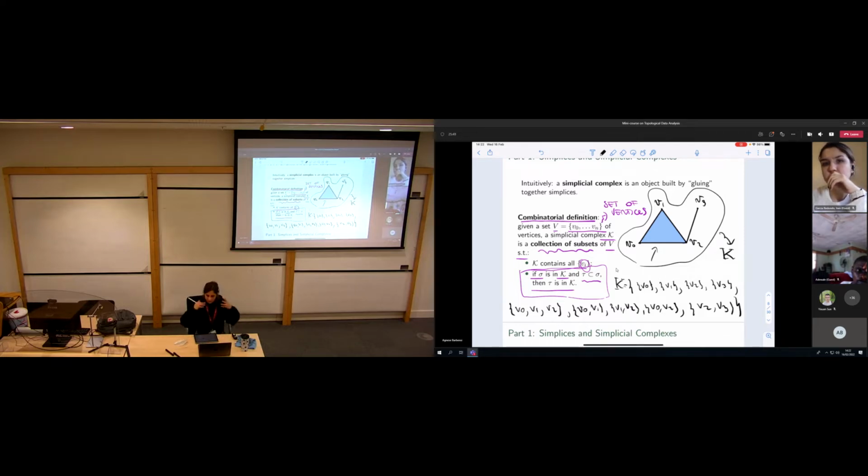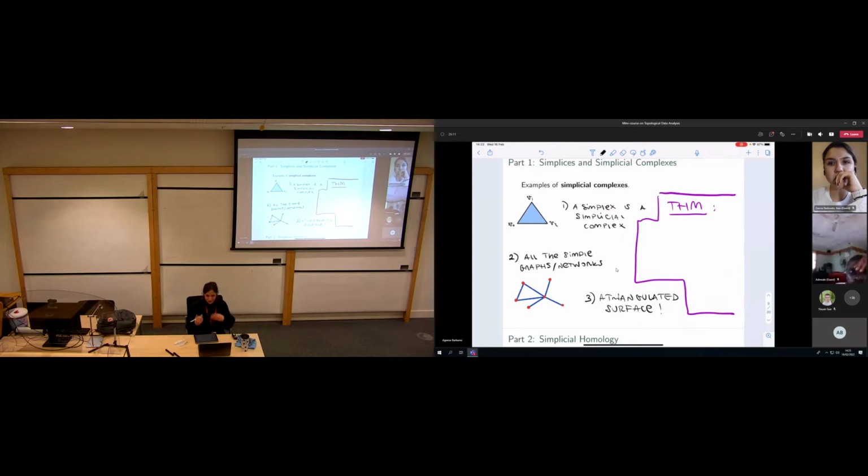Okay? So a simplicial complex is geometrically something that looks like this, and combinatorially it is a collection of simplices with these two conditions holding. Any questions so far? All right.